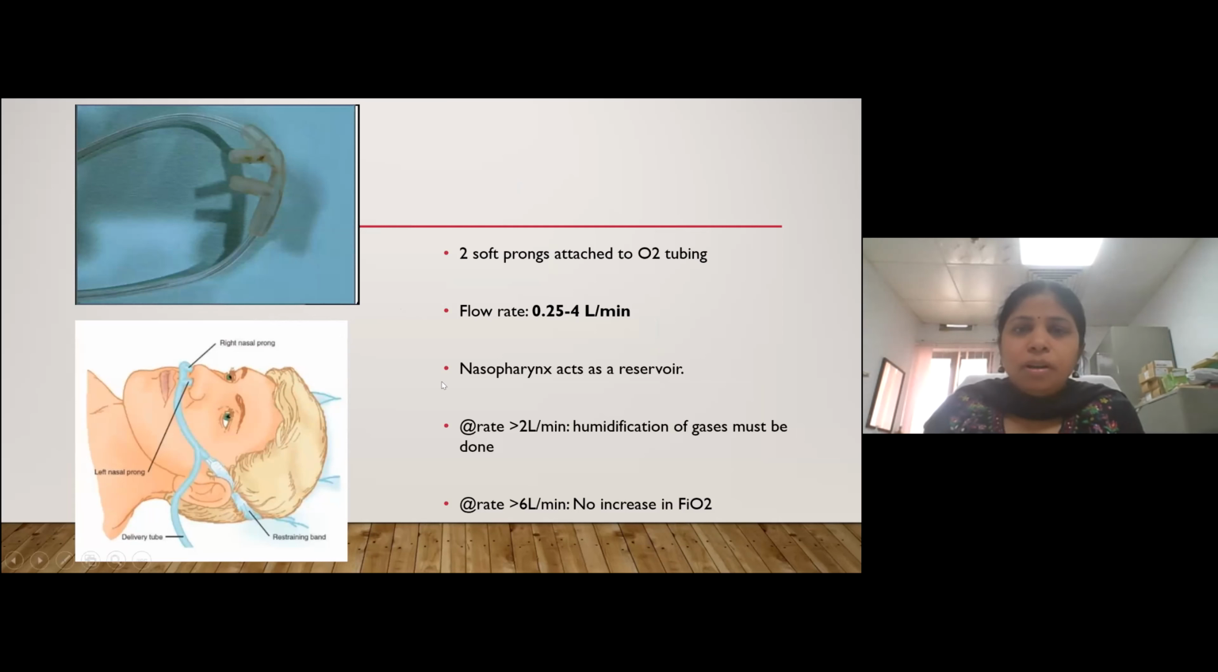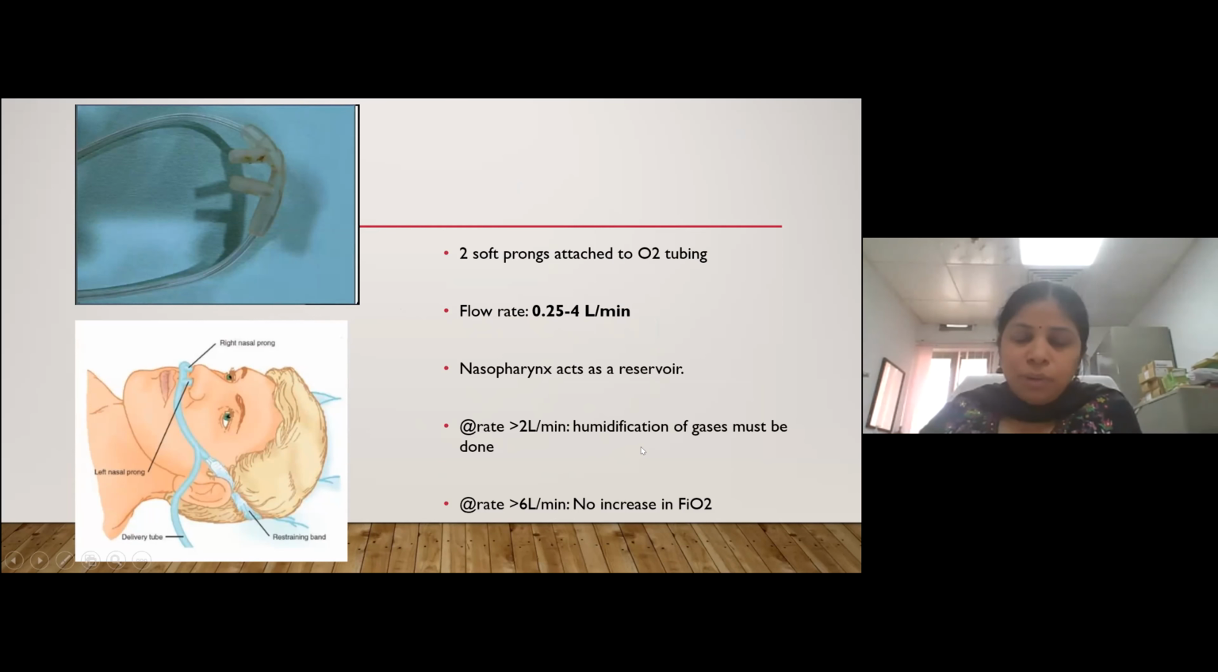So this is about oxygen prongs. It is a simple oxygen prong which fits into the nose, and they are attached with oxygen tubing, which can be connected to either a blender, oxygen cylinder, or the central oxygen source. Flow is usually taken as 0.25 to 4 liters per minute, and in this the nasopharynx acts as a reservoir.